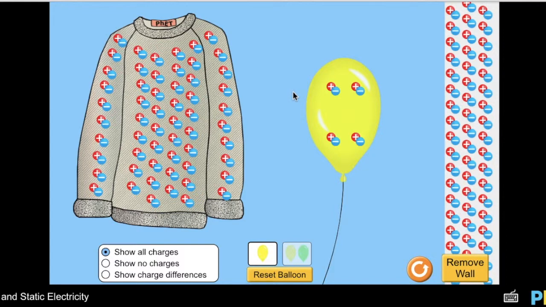So the first thing that I want to discuss is you should have just developed 3 rules with the class, and the 3 rules are that like charges repel each other, opposite charges attract each other, and neutral objects can be attracted to either positive or negative things.